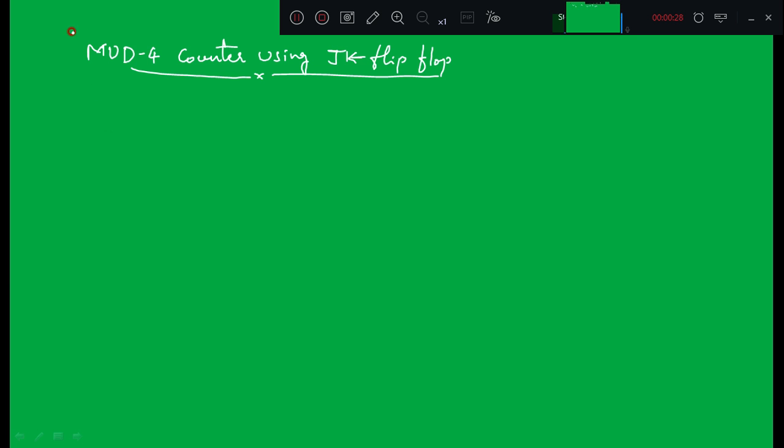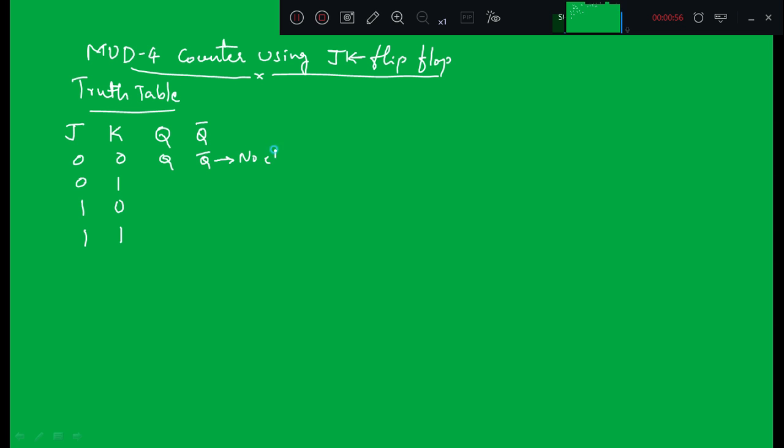Okay. So first we'll write the truth table of JK flip-flop. Truth table where there are two inputs for JK, J and K, and two outputs Q and Q bar: 0 0, 0 1, 1 0, 1 1, right? So the flip-flop is going to remain in the previous state when J and K are 0. This is called the previous state, or you can say the no change of state.